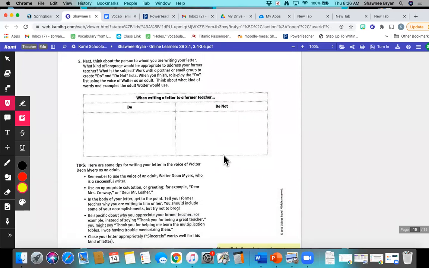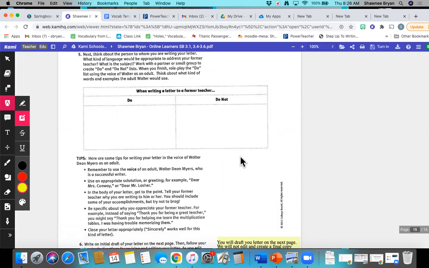The next little chart that you're going to look at is when writing a letter to a former teacher, things you want to do and things you do not want to do. Keep in mind that this is a formal letter. You want to sound appreciative. You do not want to sound rude. You want to sound professional. So filling in the do and do not chart.